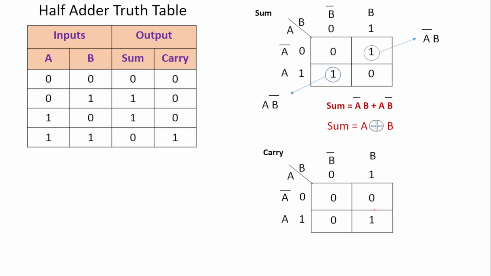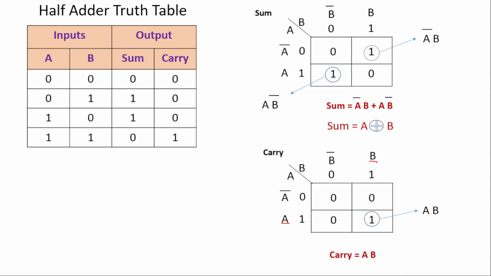Now again, no quad is possible, that is no group of 4 is possible. There are no 2 ones which form a pair, a single one exists. So encircle it and derive the Boolean expression. Look at the left hand side, it corresponds to A. Look at the top, it corresponds to B. So the Boolean expression for carry is AB. Carry is equal to AB.